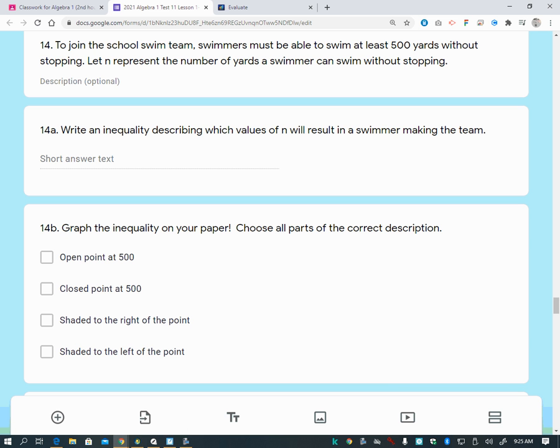We want to let N represent the number of yards a swimmer can swim without stopping, okay? So I'm just going to write the letter N up here. What do we know that we need to have? N has to be what? Has to be yards, okay? Let's just talk about a swimmer. Okay, Zach, if we're talking about you and you want to be on the swim team, you have to be able to do what? At least 500 yards. So if you're the N, right? N is what you have to accomplish. Is that less than 500 yards?